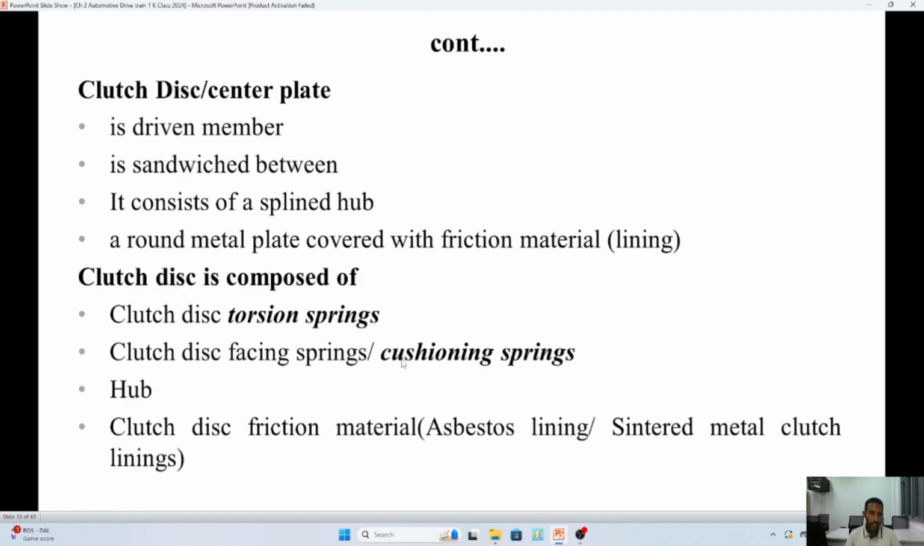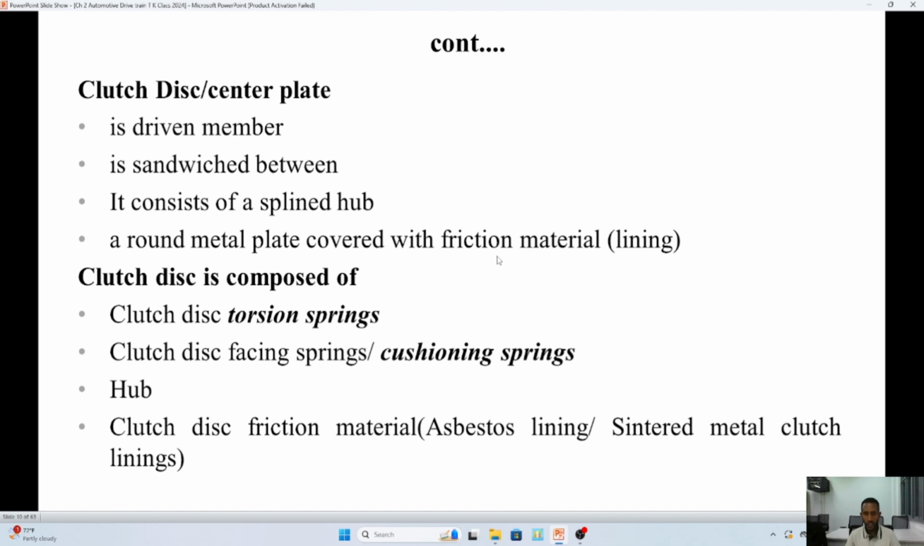The clutch disc is another component. Obviously the center plate of the clutch disc is the driven member, and it is sandwiched between the flywheel and the pressure plate assembly, and the sandwiching force obviously comes from the spring of the pressure plate assembly. It consists of a splined hub. This splined hub will be connected with the input shaft to transmit power. And obviously it will have a round metal plate which is covered with frictional material.